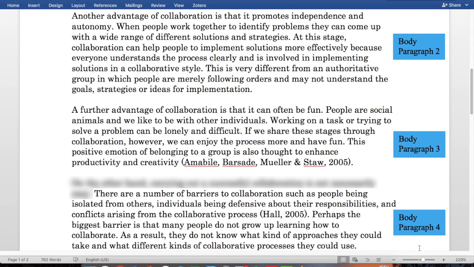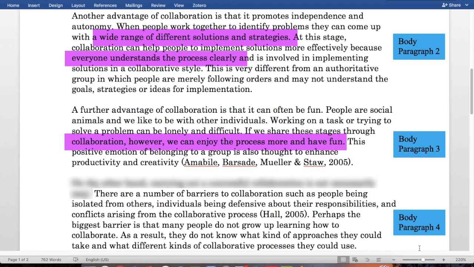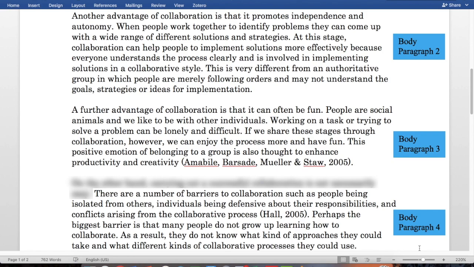Those are the topics. And the examples, the supporting information includes a wide range of different solutions and strategies, and everyone understands the process clearly. And then with collaboration, we can enjoy the process more and have fun, and also it's productive and creative. In body paragraph 4, I like to do something a little bit different. Just have a look at the supporting information.